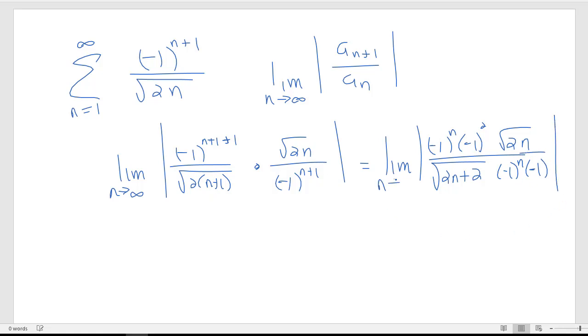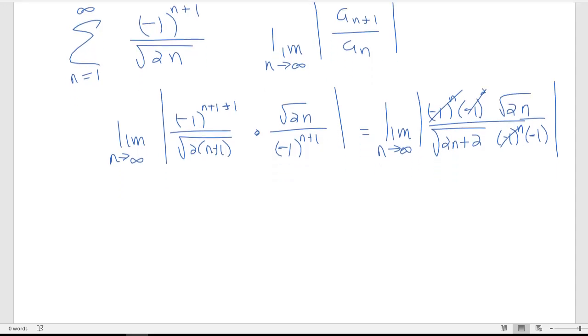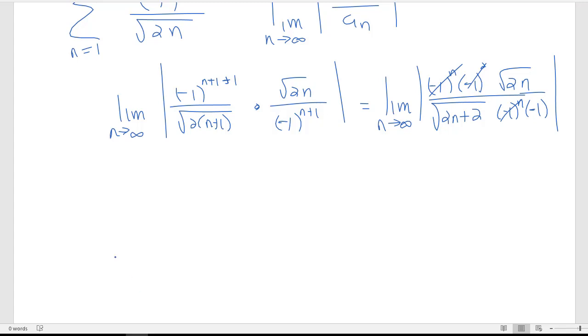So again, we can see the (-1)^n's cancel, and the (-1) squared is +1. And then when I take the absolute value of the -1 in the denominator, it just becomes +1. So I'm applying the absolute value on this step, and I end up with square root of 2n over square root of 2n plus 2.